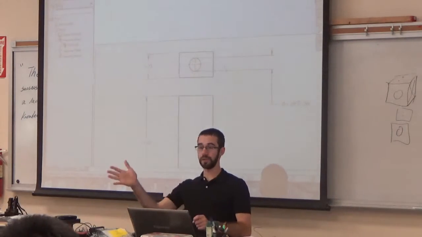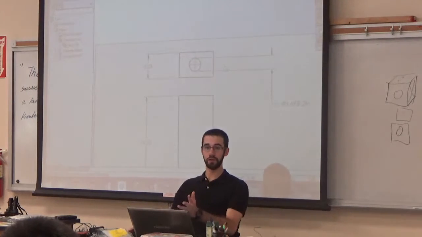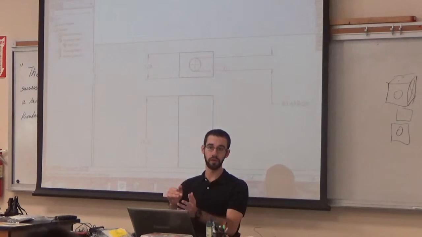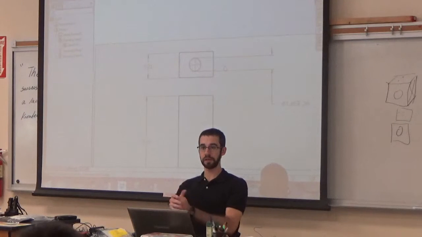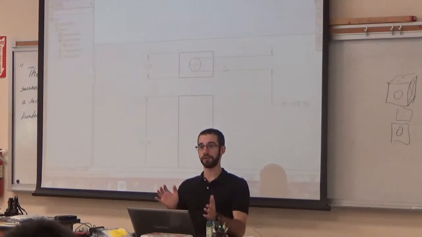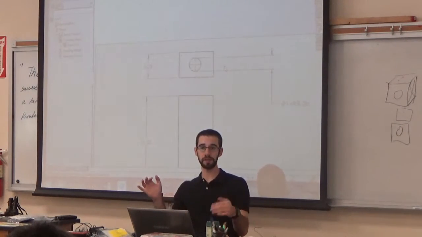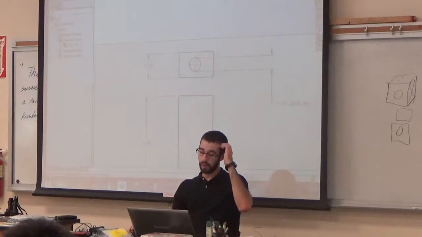Another means is to dimension from one side to the center of the circle and from the top to the center of the circle as well. Part of that's preference, part of that is how many dimensions you already have there. You want to try to keep it as clean as possible, but also say where it is.